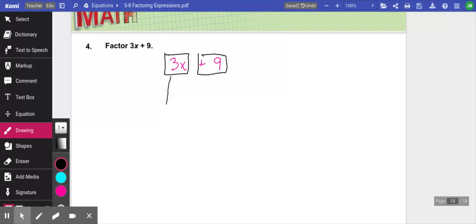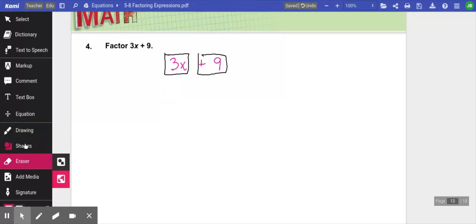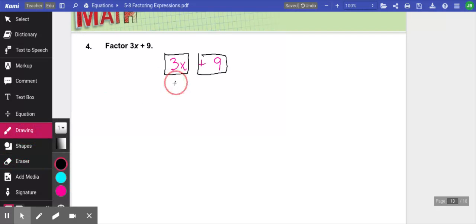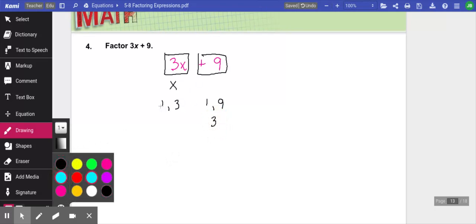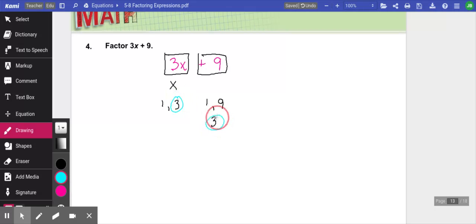I'm going to say, what are the factors of 3x? Well, we know that it's x, and we know that it's 1 times 3. And what are the factors of 9? Well, there's no variables. It's 1 times 9, and then 3 times 3. So the factors that are common are just the 3. So here's what happens. We take the 3 and we place it outside of a parenthesis set.